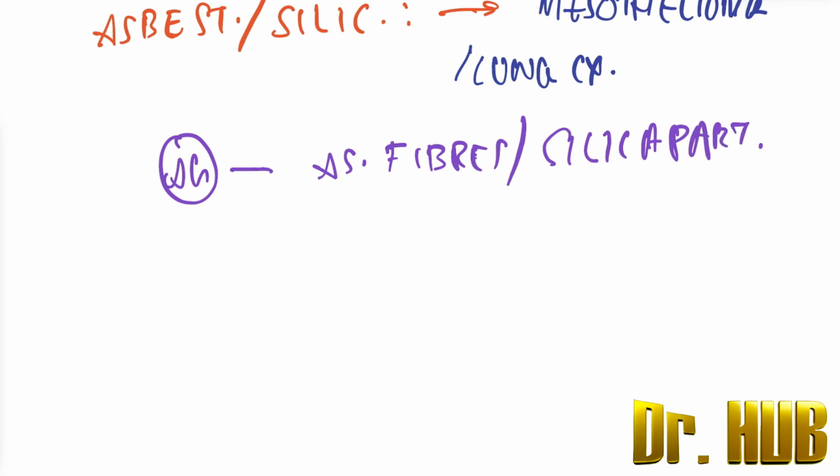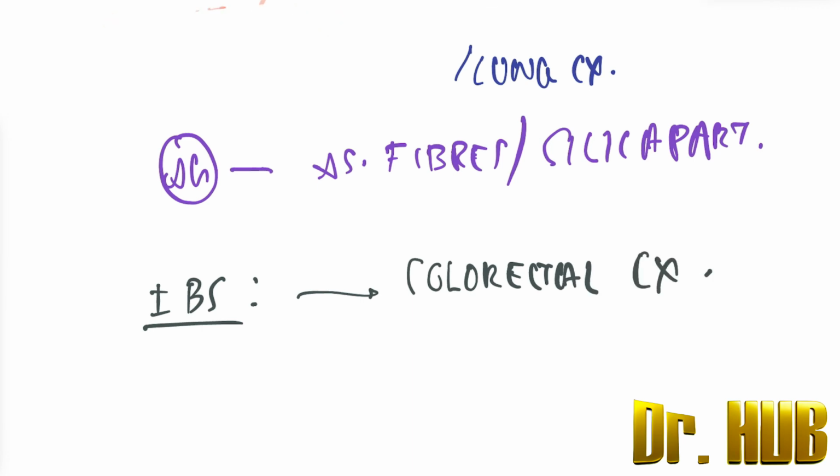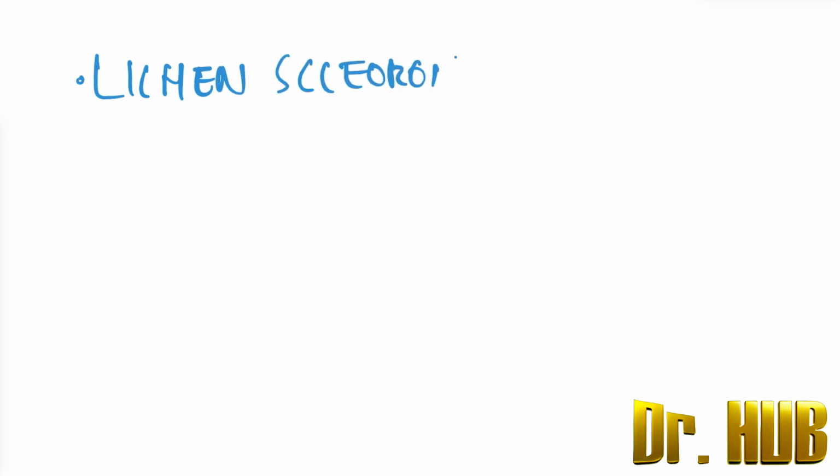Next, we look at inflammatory bowel syndrome. So the associated neoplasm is colorectal carcinoma. Next, let's look at lichen sclerosis. So here in lichen sclerosis, the associated neoplasm is vulvar squamous cell carcinoma.